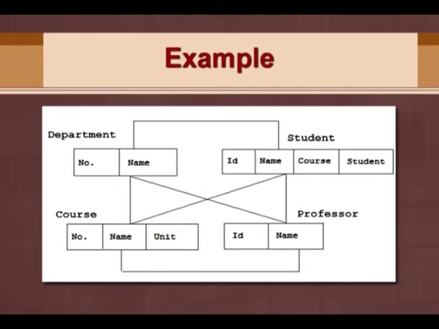In the example here, we can see the earlier example transformed to two parents. You can see here department and student as two parents, and then the rest you can see, course and professor. This is how it has been completely transformed from the hierarchical database to the network model.